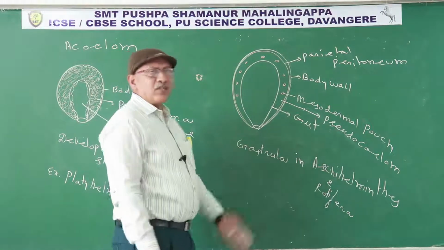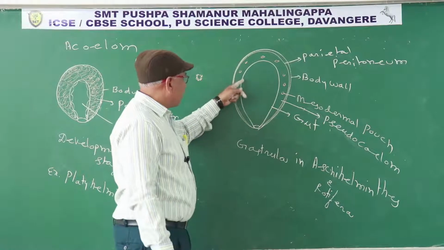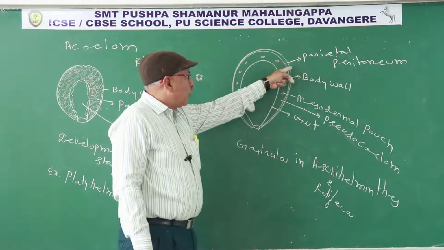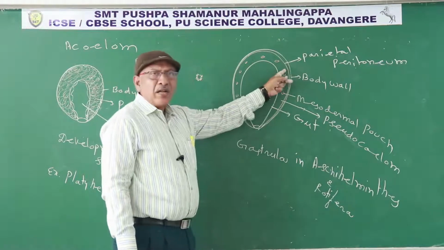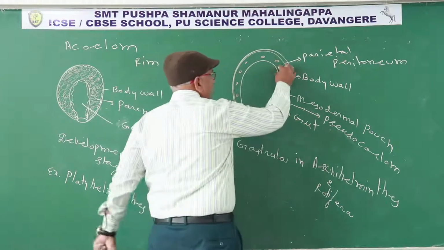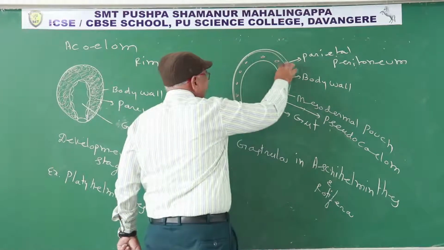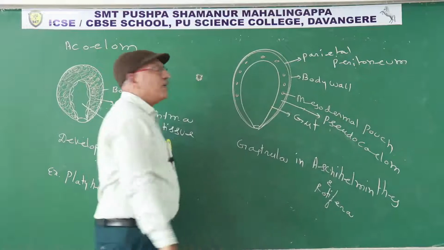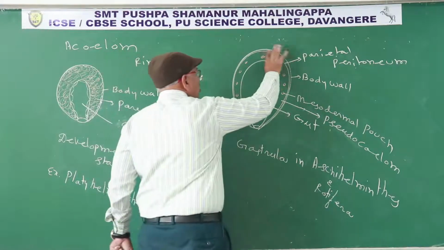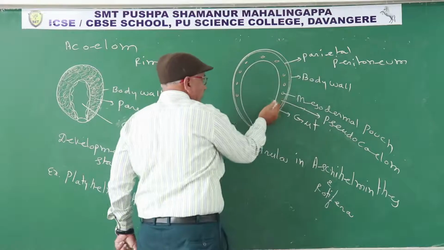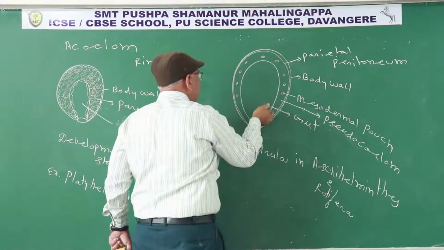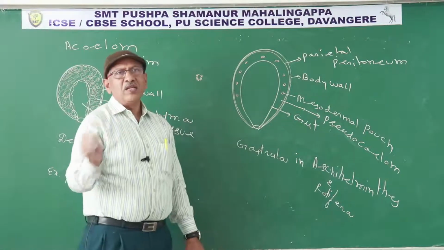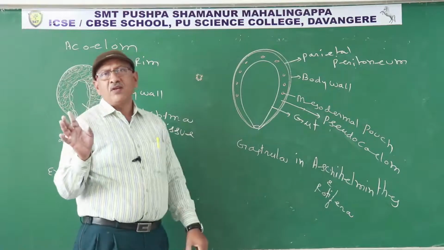So you already know what the coelom is: a cavity present between the body wall and alimentary canal, lined by mesodermal layer. Here only the inner surface of the body wall is lined by mesodermal layer, but the alimentary canal is not lined by mesodermal layer. So the outer part of the body cavity has mesodermal layer, and the inner part of the body cavity has no mesodermal layer. So it is known as pseudocoelom. Pseudo means false.